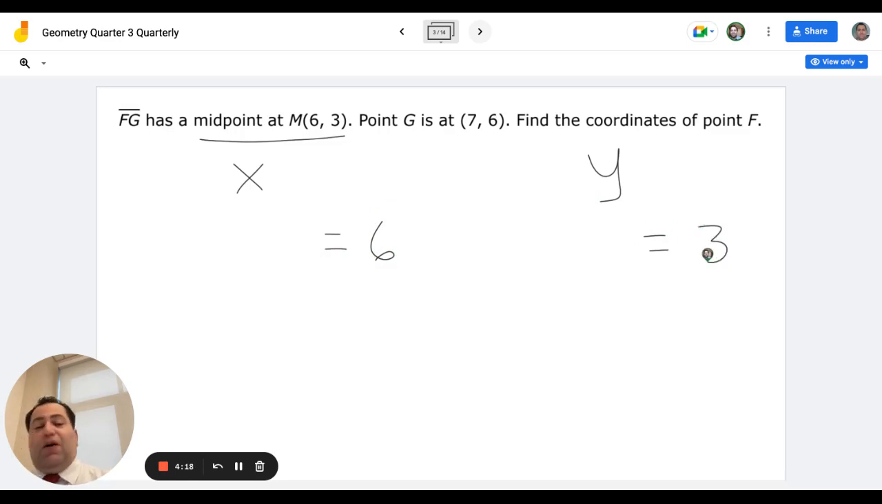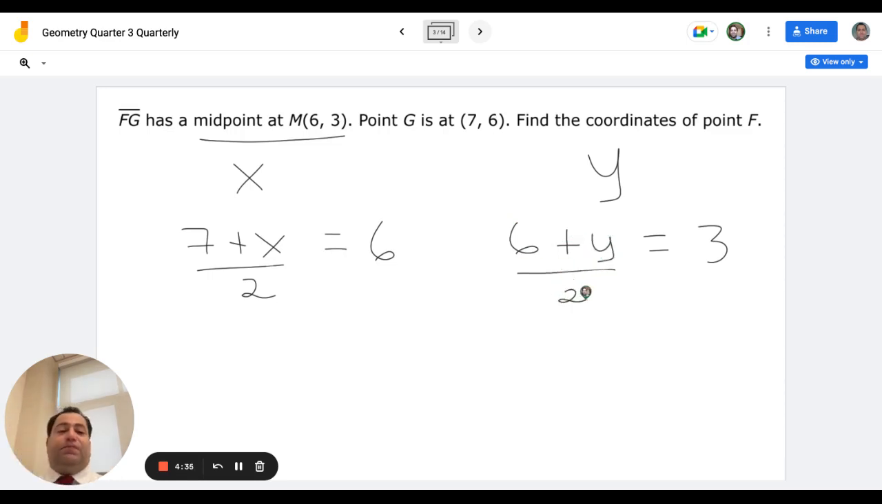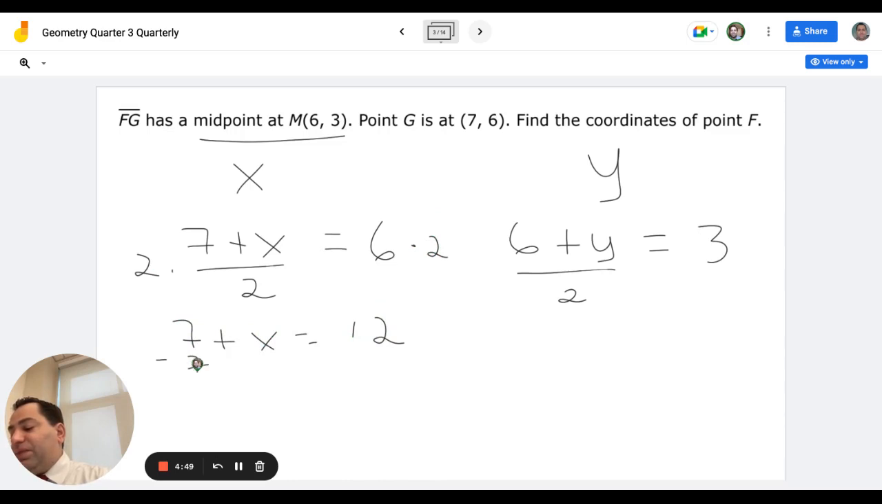Now I look at (7, 6). I can see that 7 plus some value of x, divided by 2, is going to be 6. And over here, I can see that 6 plus some value of y, divided by 2, is going to be 3. Now we just have to use some algebra here. We're going to multiply by 2 on both sides. We get 7 plus x equals 12, minus 7 from both sides, and I get x equals 5.